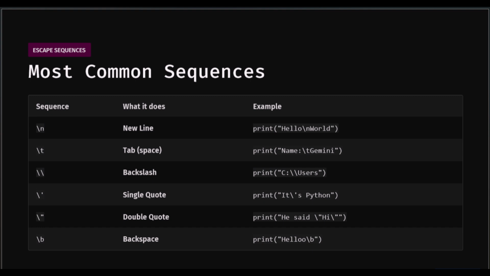If you actually need to print a backslash, you use a double backslash. Similarly, if you want to include a single quote or a double quote inside a string that is already wrapped in those same quotes, you use a backslash before the quote to prevent Python from getting confused. Finally, there is \b, which acts as a backspace and deletes the character right before it. Each of these sequences gives you precise control over how your text looks.